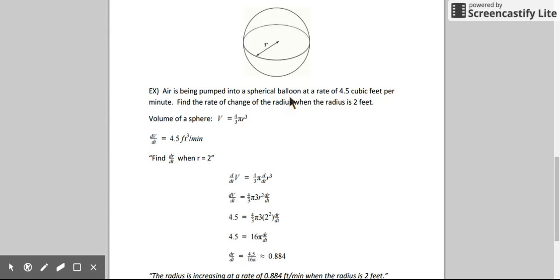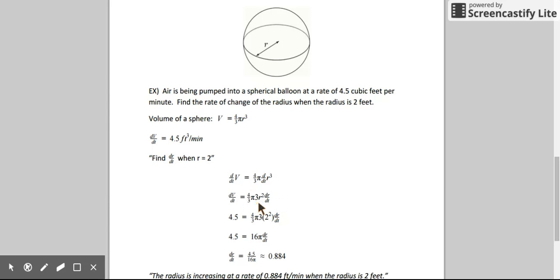We're given a rate. We're given the rate at which the volume is changing, or increasing because it's a positive rate of change. So we're given dV/dt, or the rate at which the volume is changing with respect to time. And we want to solve for the rate at which the radius is changing. So we're going to solve for dr/dt at the moment when r is 2. So let's derive the volume formula and see what we get. 4/3 and pi are both constants, so I don't need to take the derivative of those. I just take the derivative of r cubed with respect to time. That's 3r squared times dr/dt.